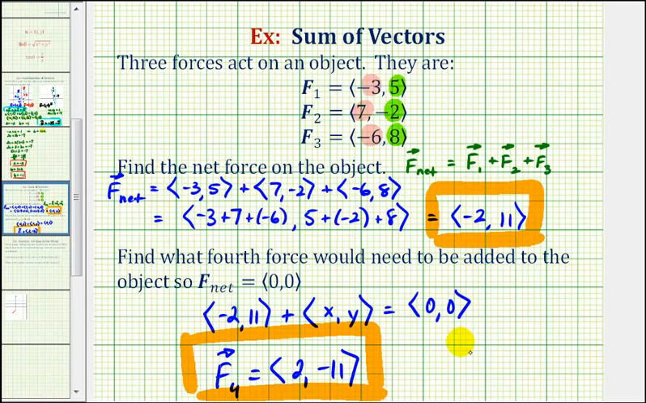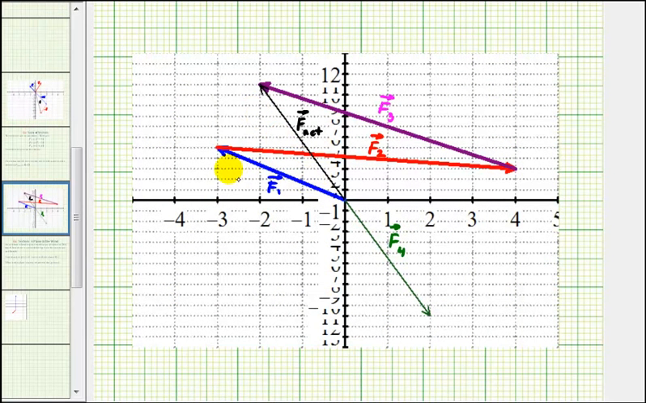Now that we've answered these two questions, let's interpret what we have found geometrically. We first found the net force by finding the sum of the three force vectors. Here's vector f(1), here's vector f(2), and here's vector f(3). So the net force that we found is this force here from the sum of the three vectors. And then the fourth force, which if we added to the net force resulted in the 0 vector, is this green vector here. Notice it's the opposite of the net force vector. So I hope the graph of these vectors helps reinforce what we just found.